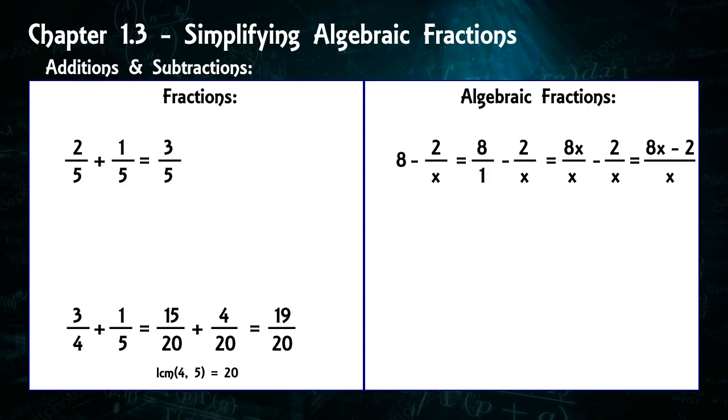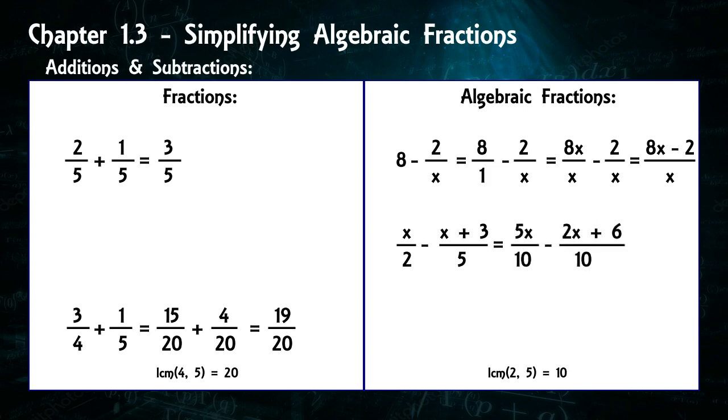Let's simplify x over 2 minus x plus 3 over 5. Just like before, we first have to change the denominators. The common denominator is 10, so I end up with 5x over 10 minus 2x plus 6 all over 10. Now that we've done that, we can subtract this fraction, which means I have to subtract 2x and I have to subtract the plus 6. So the correct answer is 3x minus 6 all over 10.